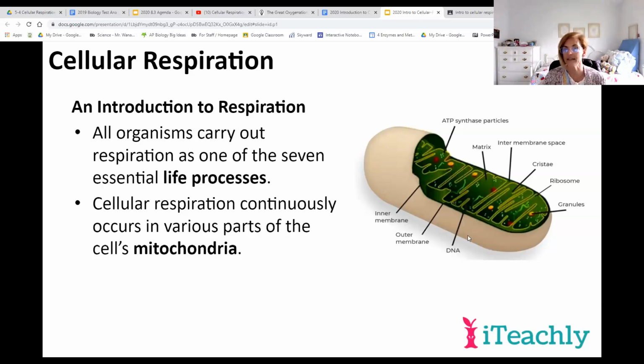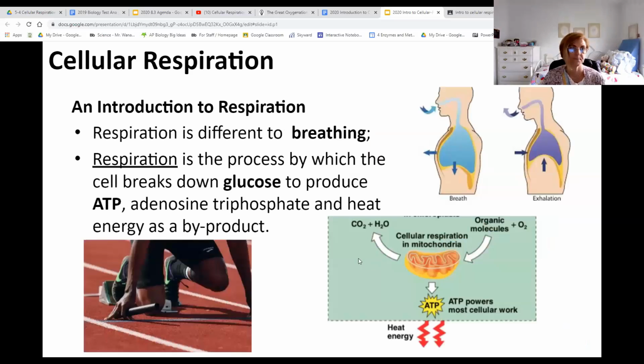This is happening in the mitochondria. Last chapter, we were doing photosynthesis in the chloroplast, and we learned about the pieces and parts of the chloroplast. We'll do the same thing this time, but we'll be talking about the mitochondria.